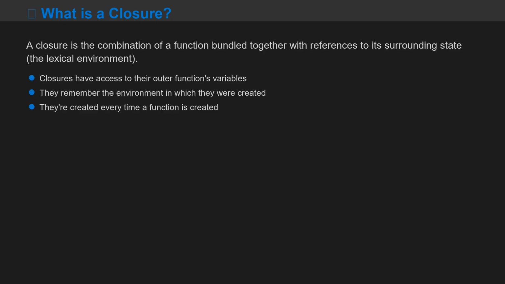A closure is a function that has access to its outer function's scope even after the outer function has returned. The key points to remember are: first, closures have access to their outer function's variables; second, they remember the environment in which they were created; and third, they're created every time a function is created.